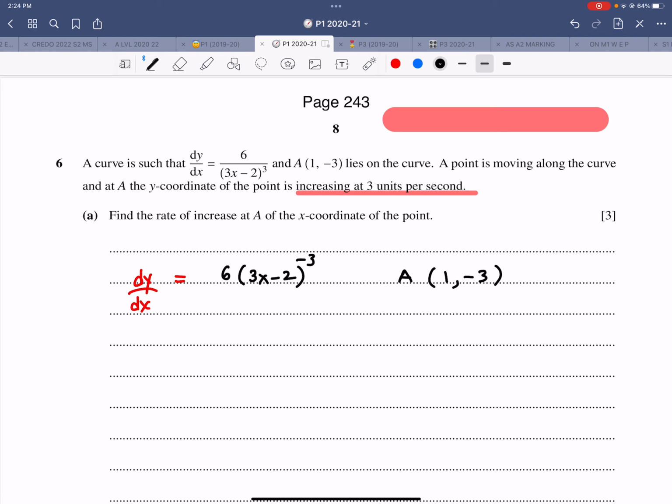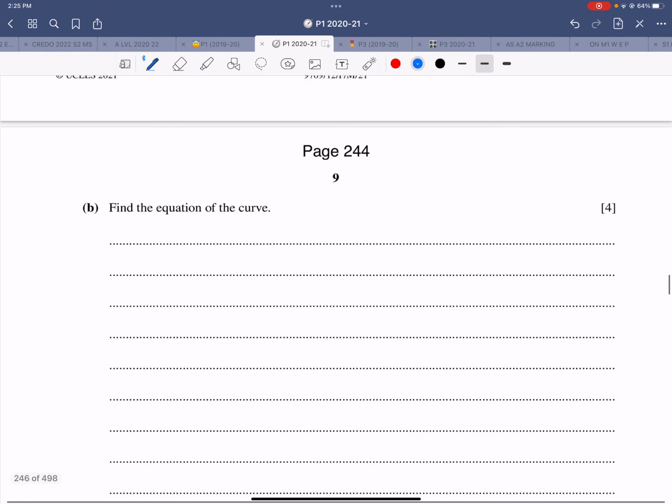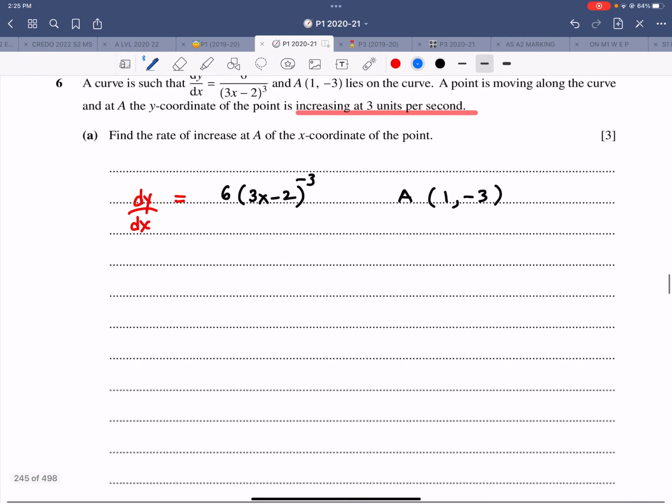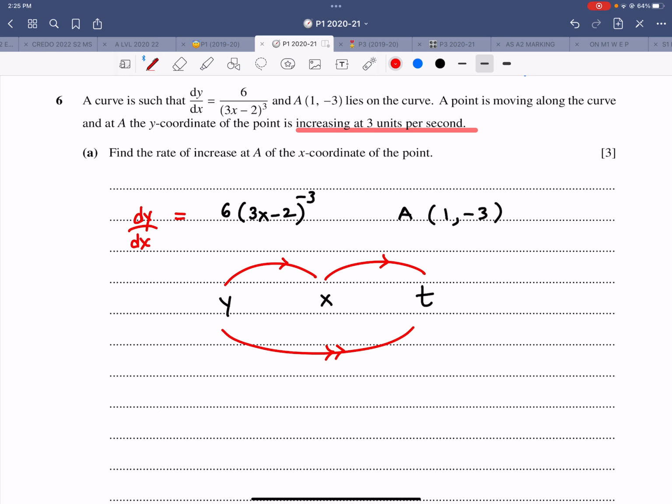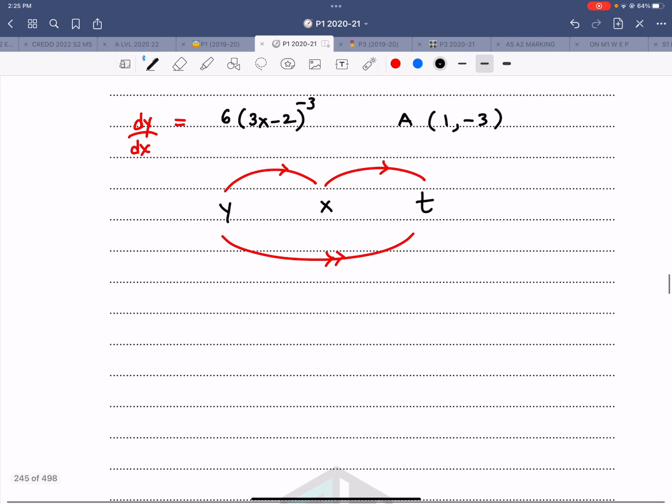What is this question all about? This looks like it's about rates of change. And I have a feeling it will also be about integration because the gradient function is given and they will be asking for the equation of the curve. So it's a combination of both. So now, first of all, you will write y, x, t. y is dependent on x, x is dependent on t. In other words, y is dependent upon t. So therefore, dy by dt equals dy by dx times dx by dt.